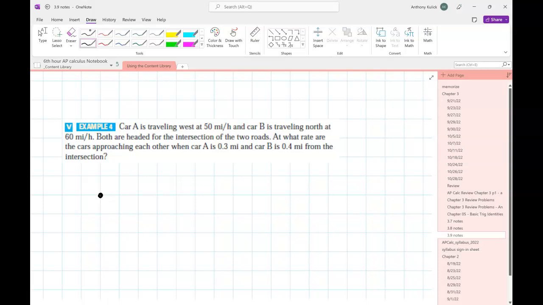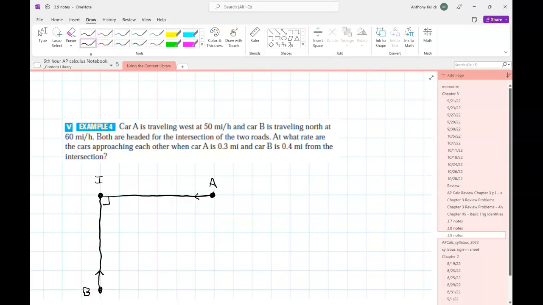Let's say that this is the intersection. So I'll make this car A that's heading west. This will be car B that's heading north. I can assume that since the cars are heading west and north respectively, they're going to be meeting at a right angle, since I know the cardinal directions intersect at a right angle. Everybody's cool with that? Okay.